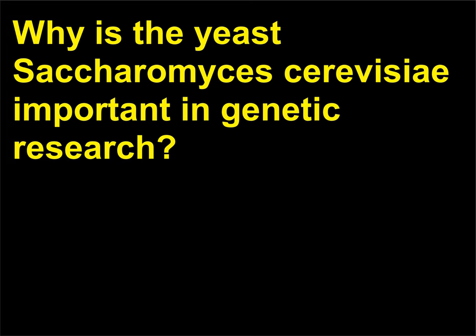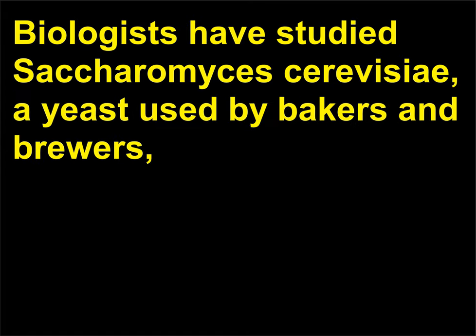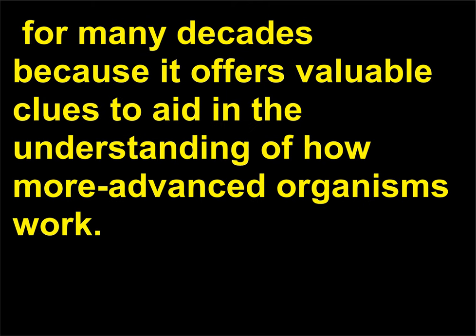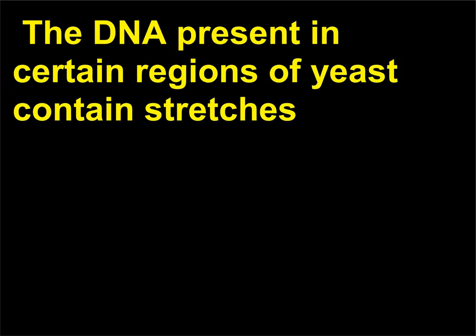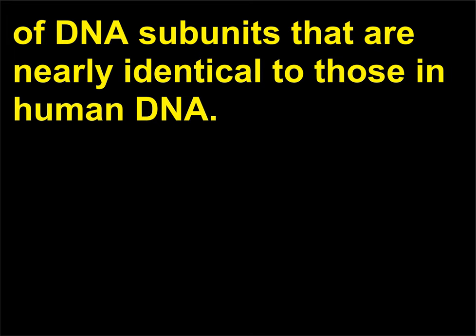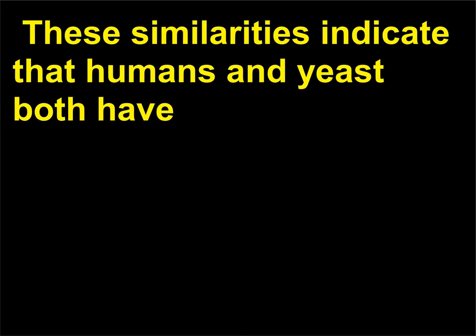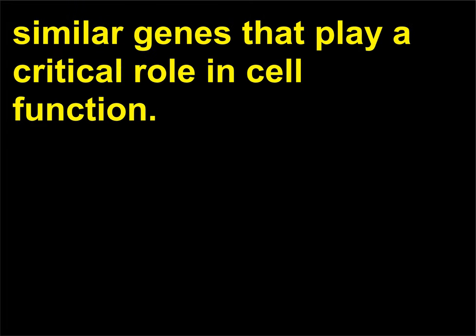Why is the yeast Saccharomyces cerevisiae important in genetic research? Biologists have studied Saccharomyces cerevisiae, a yeast used by bakers and brewers, for many decades because it offers valuable clues to aid in the understanding of how more advanced organisms work. For example, humans and yeast share a number of similarities in their genetic makeup. The DNA present in certain regions of yeast contains stretches of DNA subunits that are nearly identical to those in human DNA. These similarities indicate that humans and yeast both have similar genes that play a critical role in cell function.